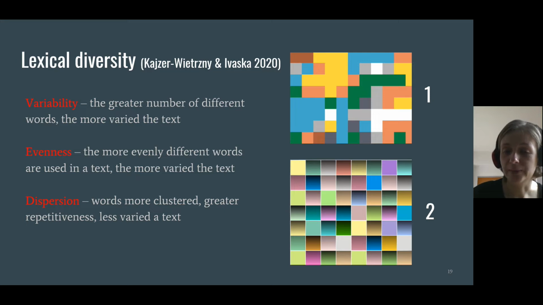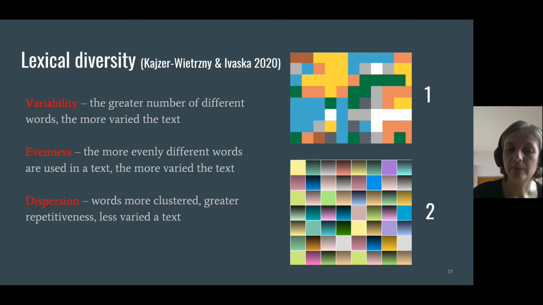And so square number 2 has the greater number of different squares, and a text would have greater number of different words used in a text. And also, square number 2 represents more evenness. So the squares representing words in the text are used more evenly and make the text more varied.